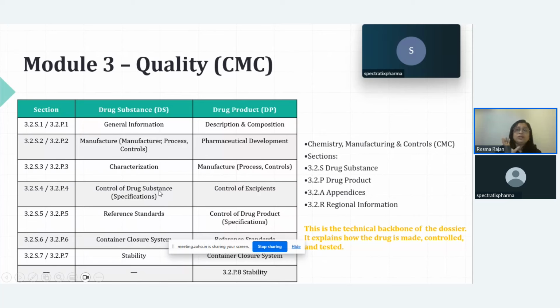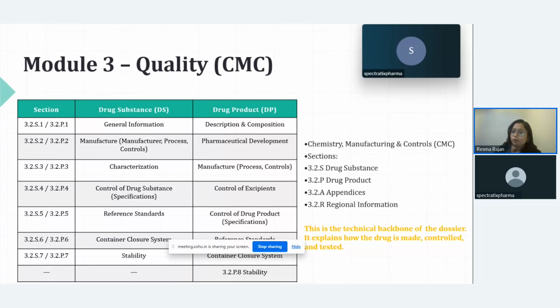Once your drug substance is ready, after manufacturing, you have the bulk product in hand. Then you want to test a few parameters. For example, as I told you, the product has been manufactured, but is it of your required quality or not? You want to test it.